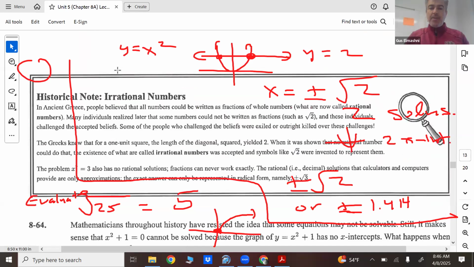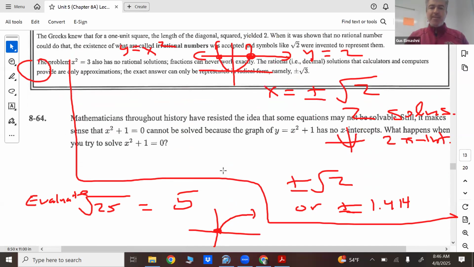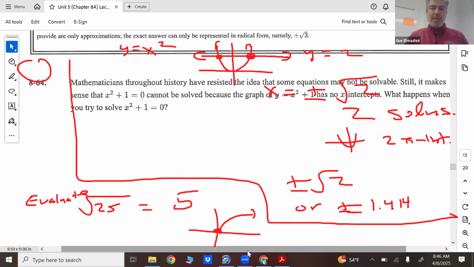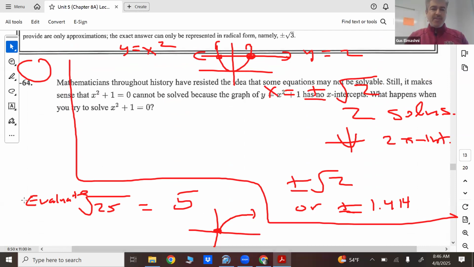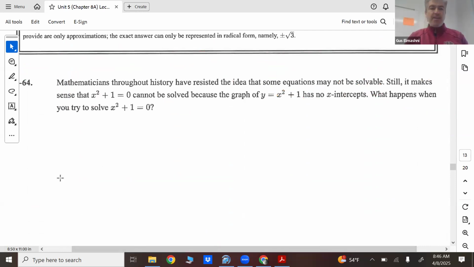Okay. History of rational numbers. Let's skip that. So mathematicians. Let's see here. Aiden, can you read 864, please?